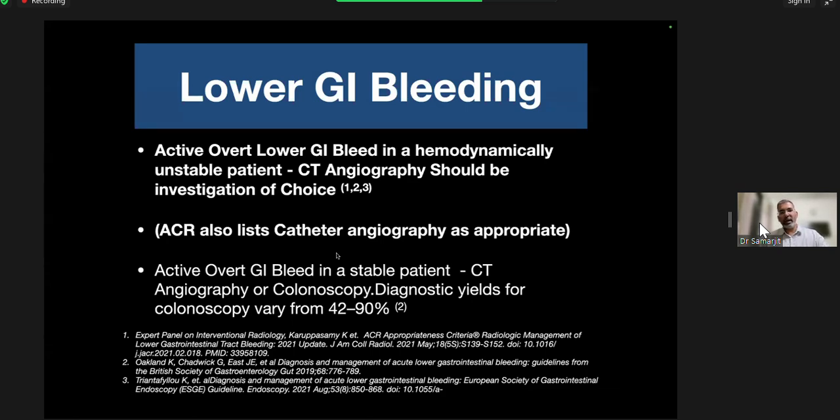Okay. If you have active overt GI bleed in a stable patient, so that depends on where the patient is going. Generally, if they go to the surgeon, they will send it to CT. If they go to the gastroenterologist, they will try and do a colonoscopy.